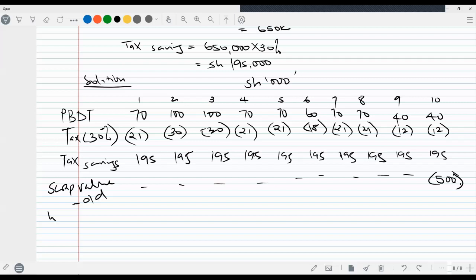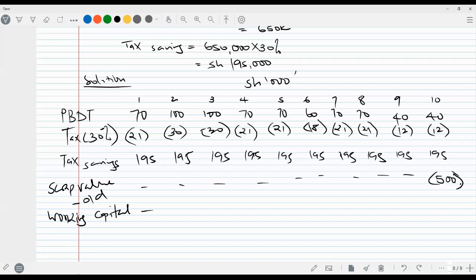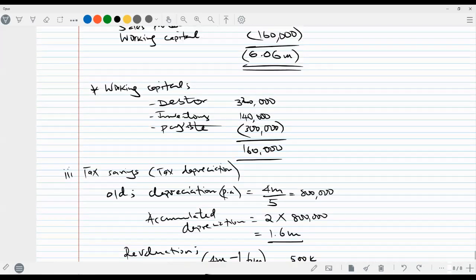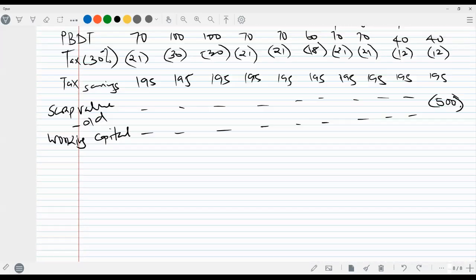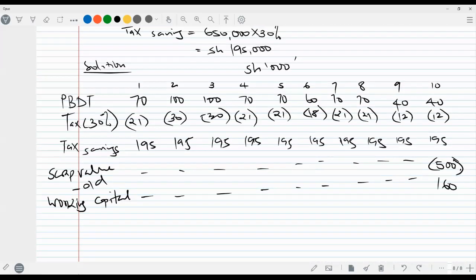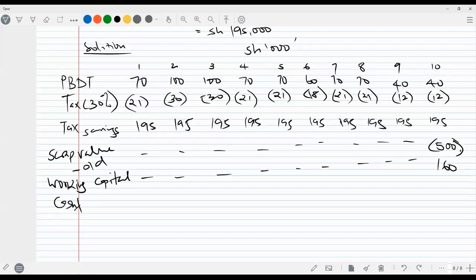Working capital: we're going to be recovering the working capital. The amount we invested in year 0 is now going to be recovered in year 10. You're going to get, from the working we did earlier on working capital, 160,000 cash inflow in the final year. And that is it. Okay, so cash flow: Year 0, 1, 2, 3, 4, 5, 6, 7, 9.